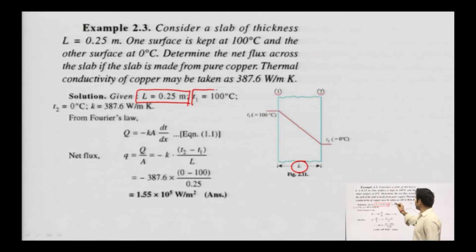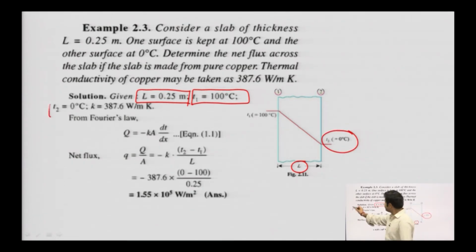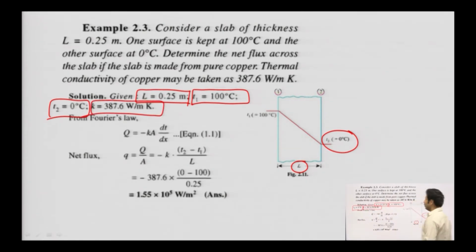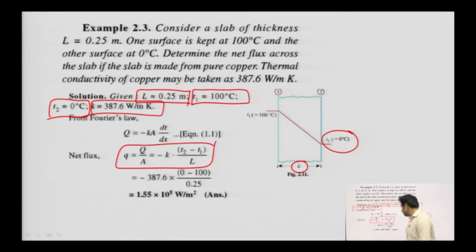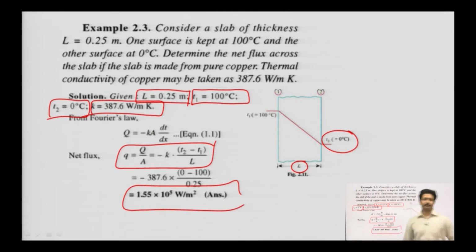Okay, the temperature T1 is 100 degrees Celsius. The T2 here is 0 degrees Celsius. And the thermal conductivity K is 387.6 watts per meter Kelvin. Again the simple Fourier's law, it is minus KA dT by dx. So here it is. Net flux is basically Q by A, so it's in watts per meter square, a simple calculation.